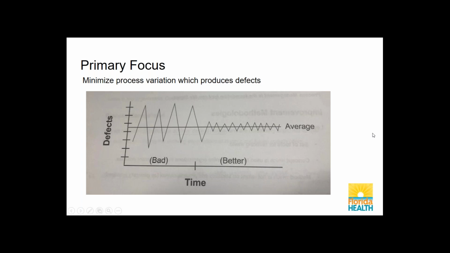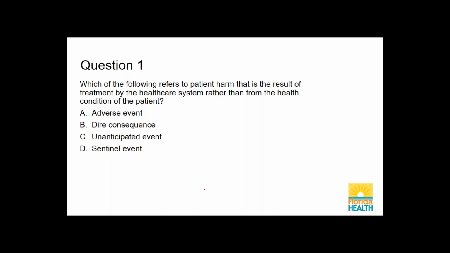And now let's do some questions. We may go over by like 5 minutes, but hopefully you guys can be okay with that. Question one: which of the following refers to patient harm that is the result of treatment by the healthcare system rather than from the health condition of the patient? A, an adverse event; B, a dire consequence; C, an unanticipated event; and D, a sentinel event.